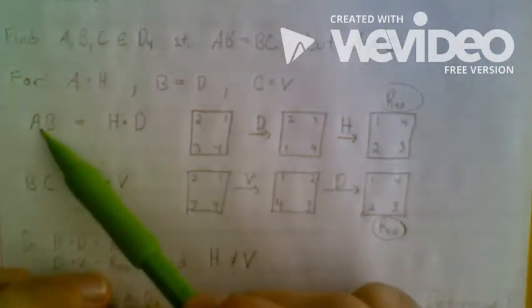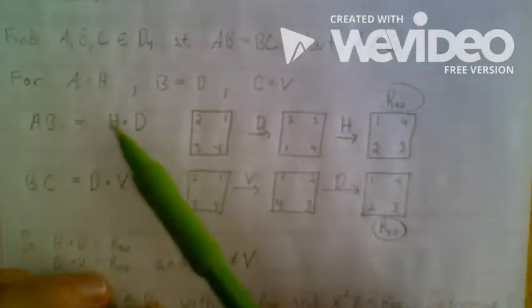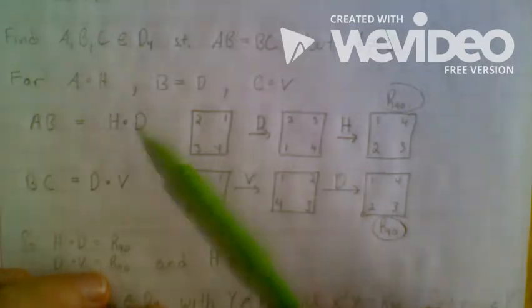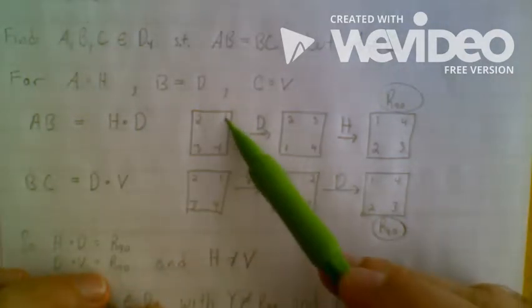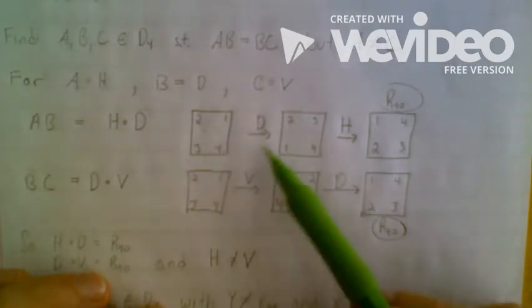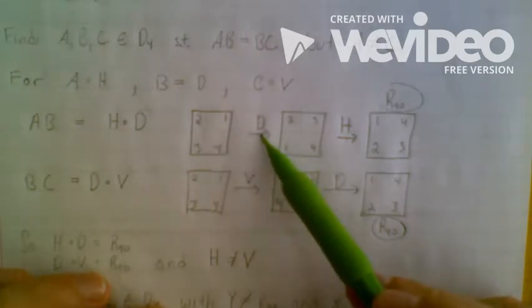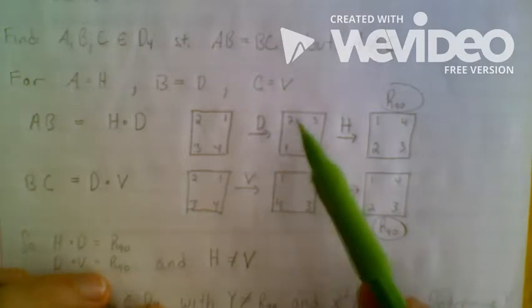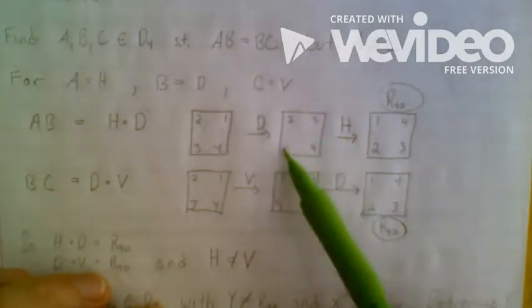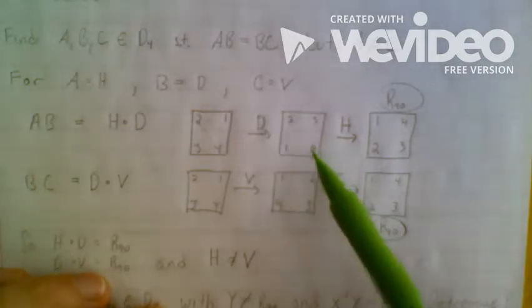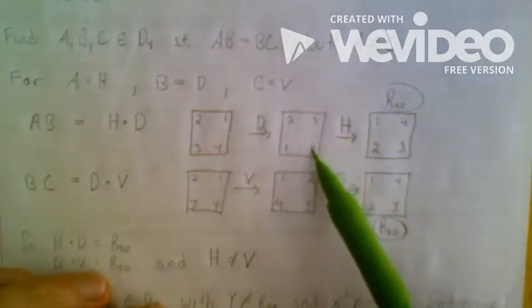Here we'll show that A times B is actually going to be H of D. So we're going to take the original identity square with 1, 2, 3, 4. We're going to apply the diagonal flip. Okay, so if we apply this diagonal flip right here, we can see that the 3 and the 1 are going to swap locations, but the 2 and the 4 are going to stay the same.